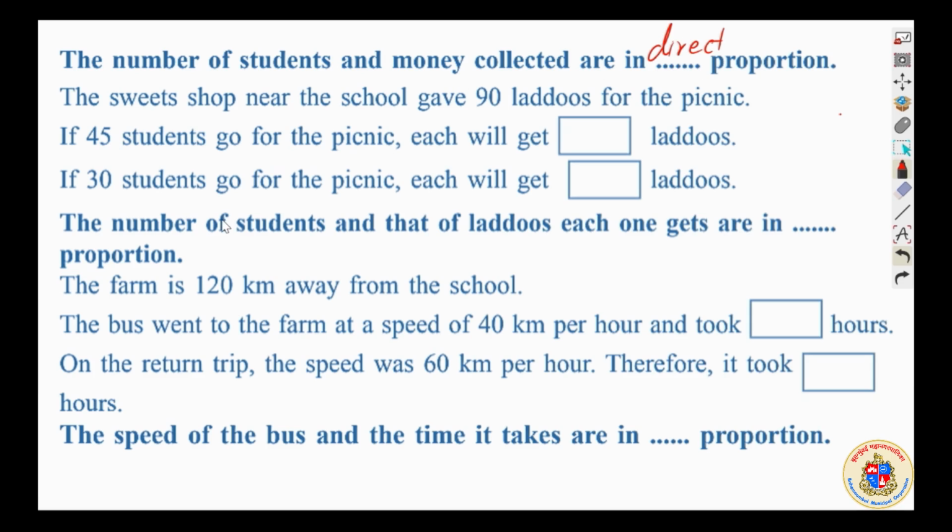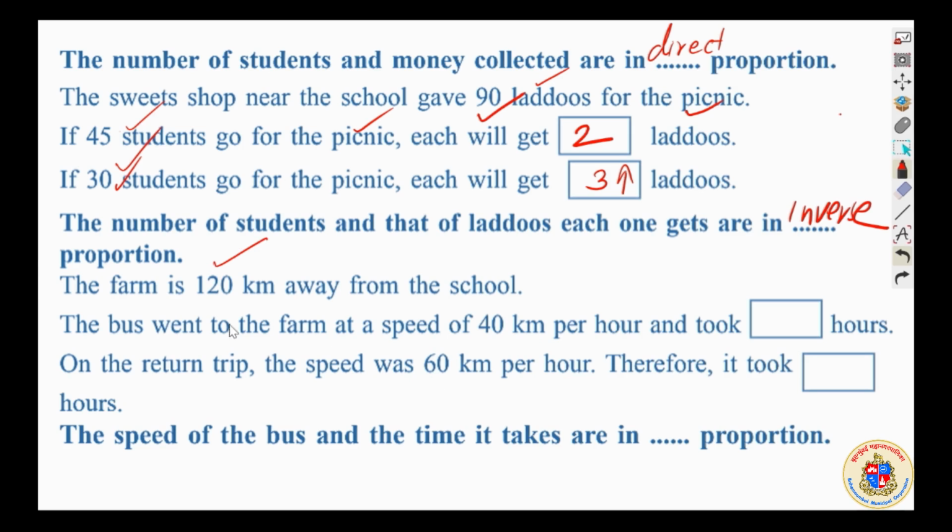Now, the sweet shop near the school gave 90 laddus for the picnic. When going on a picnic, you need something to eat, so laddus were given. 45 students go for the picnic. Each will get 2 laddus. If only 30 students came for the picnic, then each will get 3. So when 45 became smaller and became 30, this number increased. So this is an example for inverse proportion.